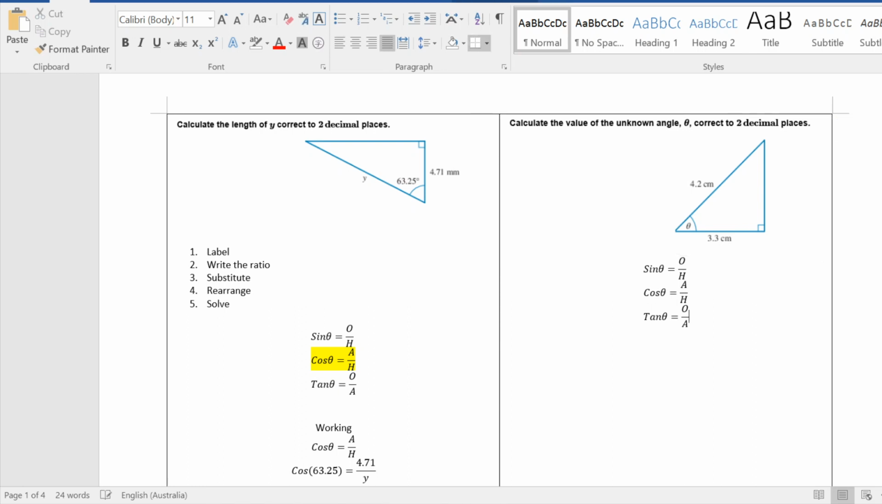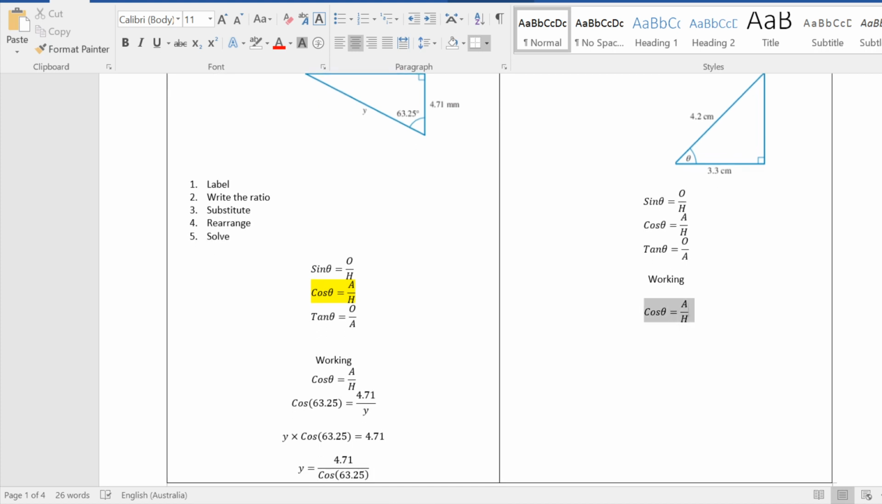So, A and H, it's going to be cosine again that we end up using. So, I'll just, again, put working here so we know that this is where the working starts. So, write your ratio. That's step 2 done. Step 3 is to substitute. The adjacent we said was 3.3. The hypotenuse was 4.2. Okay, that's step 3 done. Step 4 is to rearrange.